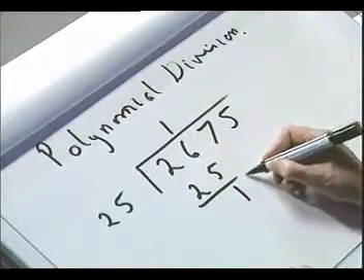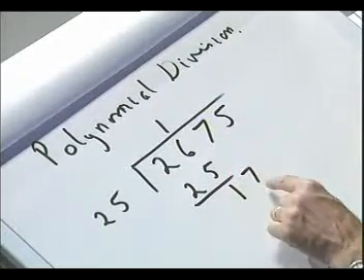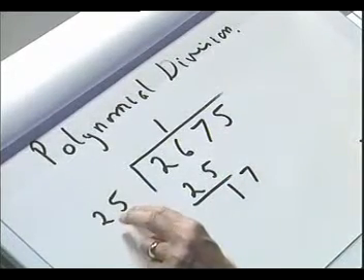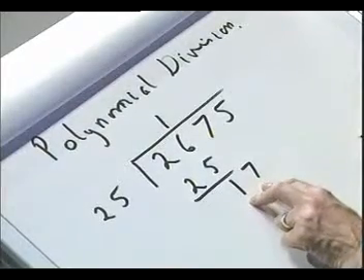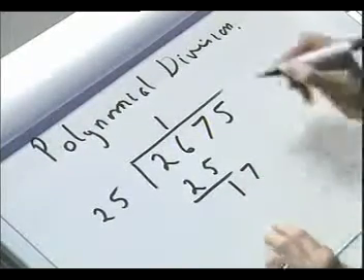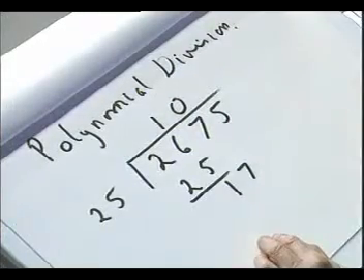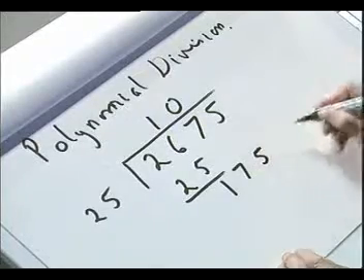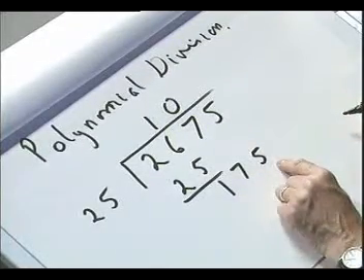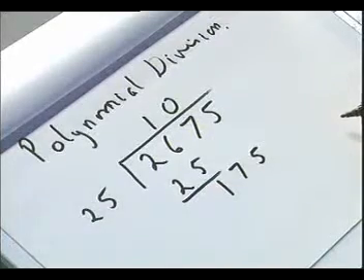Next step is to bring down the next number. So we bring down 7 to make it 17. And now we say, how many times does 25 go into 17? Well, it doesn't go at all. It's not enough. So we have to record the fact that it doesn't go with a 0. Next, we bring down the 5. So now we've got 175, and we say, how many times does 25 go into that?